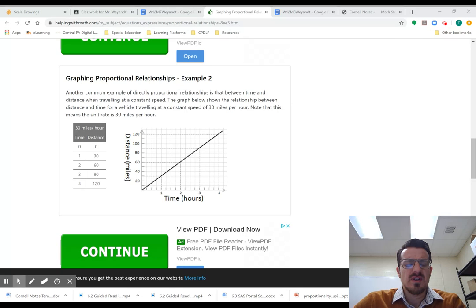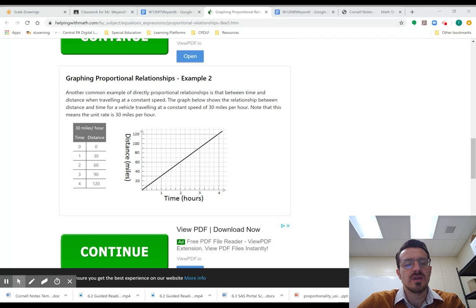This graph is all about distance in miles and time in hours. They gave you a table of information, but sometimes we're not going to have that table. We have to be able to look at the graph and understand if it has a proportional relationship. There are two things that we have to zero in on.